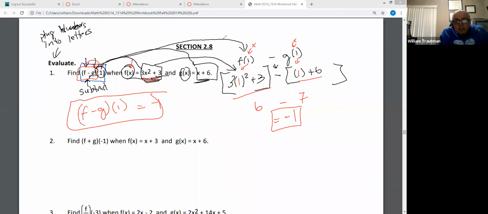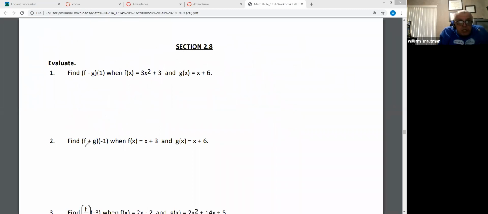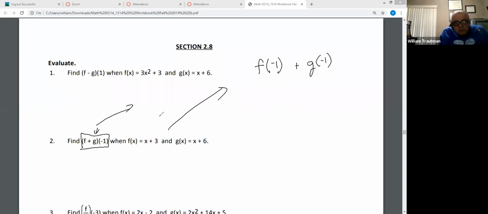Okay, let's try the next one. Here we have the two functions adding together. I'm going to put it up here. We have function f, and we're going to plug -1 into x, and then we're going to add it with function g, and we're going to plug -1 into x. That's what this means. We're going to add the two functions, but plug negative 1 into each one.